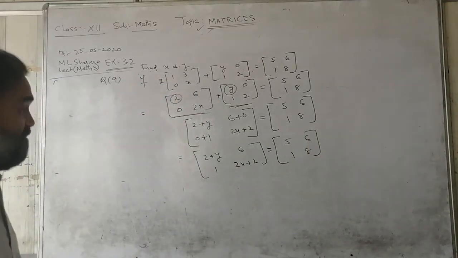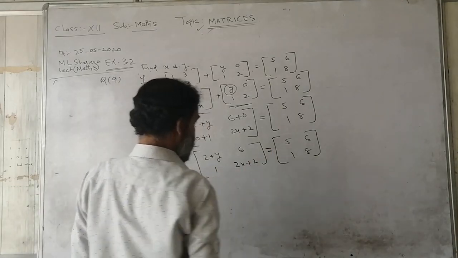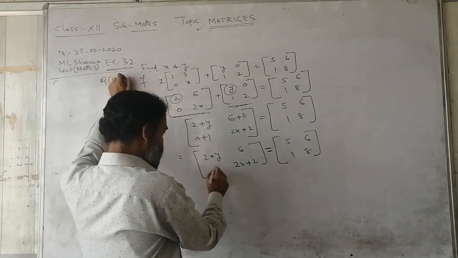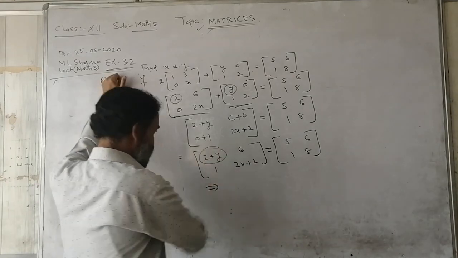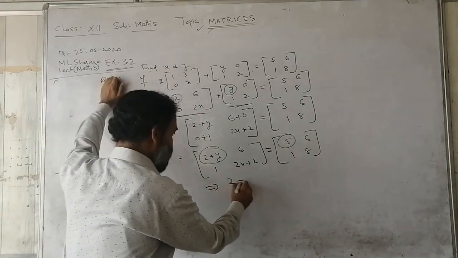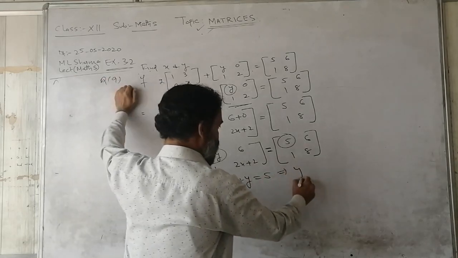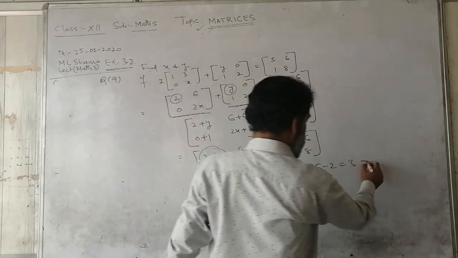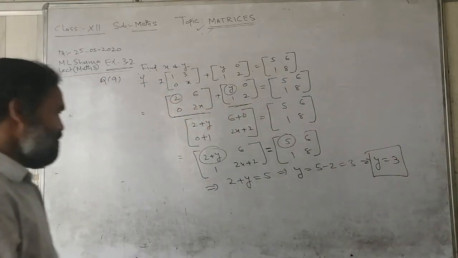So these are two matrices, and there is a sign of equality. That means these two matrices are equal, and when two matrices are equal, their corresponding elements are equal. So this is the element and this is the element, so they will be equal. So 2 plus y equal to 5. This means value of y will be 5 minus 2, that is 3. So y is equal to 3. This is one of the values.